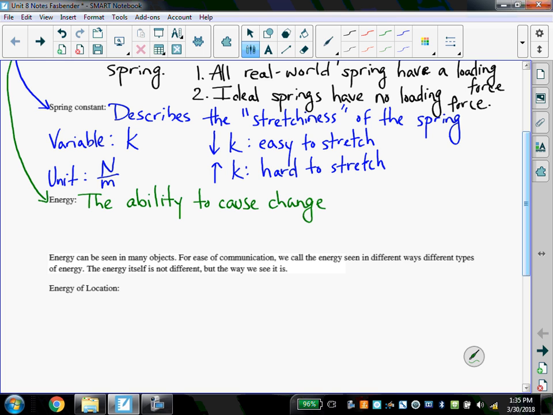Now, the variable for energy, so that we don't have to write out the word energy every single time, is a capital E, and the unit for energy is the joule. Here, that's how you spell the entire thing, but most of the time we just use a capital letter J to represent joules.